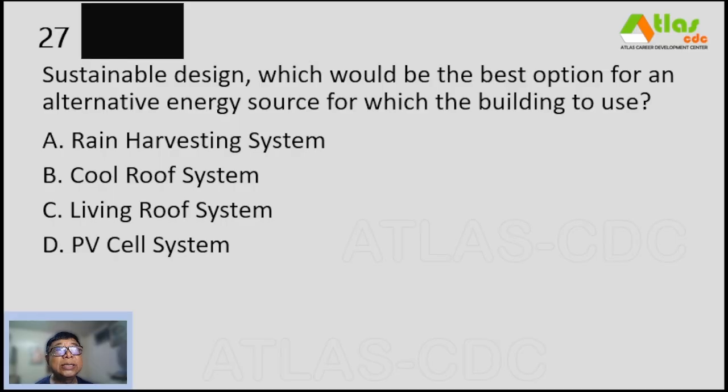27. Sustainable design, which would be the best option for an alternative energy source for which the building to use. A. Rain harvesting system. B. Cool roof system. C. Living roof system. And D. PV cell system.